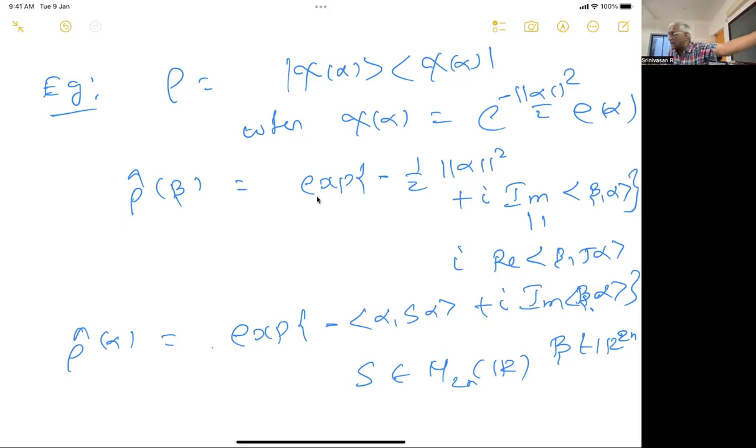S should be positive to start with. Like sigma squared, a covariance matrix is a positive matrix, so it will be a positive matrix to start with. And we want to get all vectors in R^2n as means. We will get all vectors in R^2n.